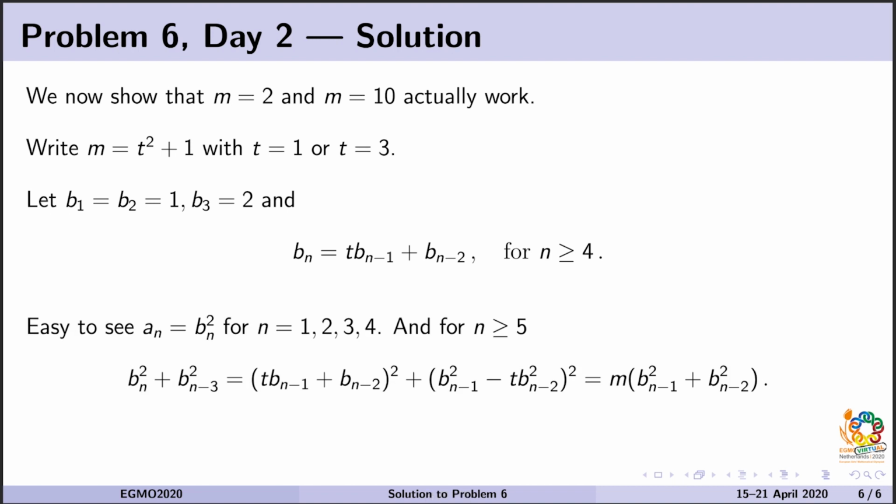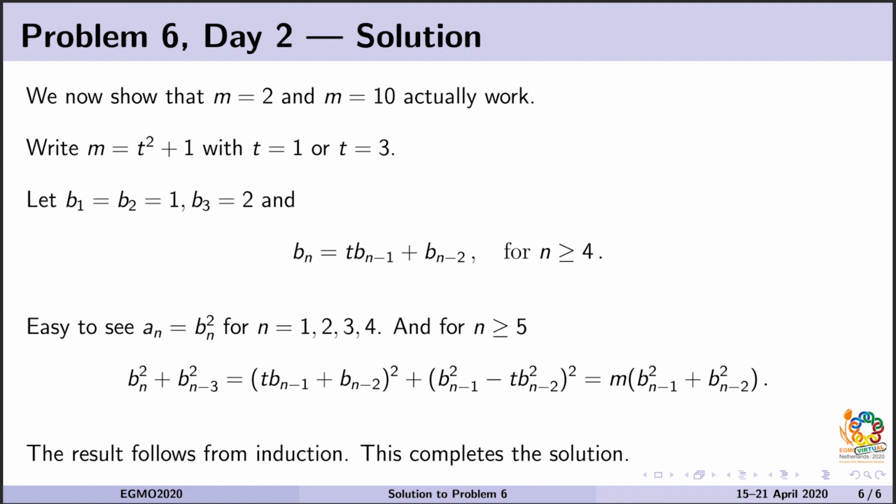Then it is easy to see that an equals bn squared for n equals 1, 2, 3 and 4. And for higher values of n, we get from the recurrence relation that (bn squared plus bn minus 3 squared) will equal m times (bn minus 1 squared plus bn minus 2 squared). So by induction, it will therefore follow that an equals bn squared for all n, and hence the if part follows. This completes the solution.